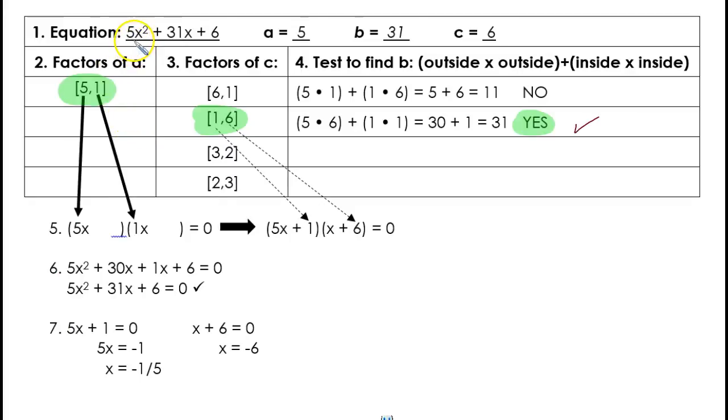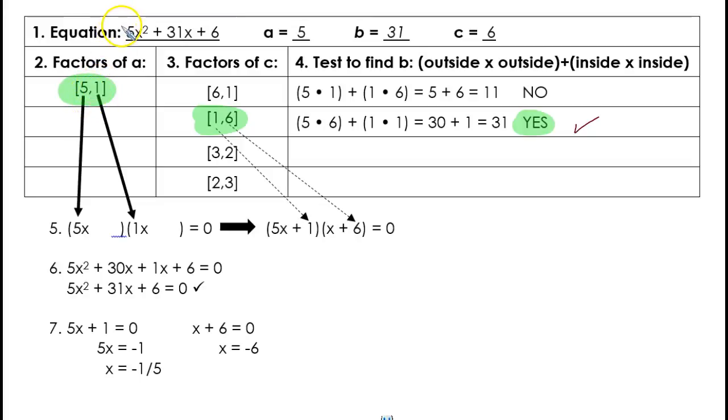So our equation is 5x squared plus 31x plus 6, and our original equation had an equal 0. But for this part, we're only really going to look at factoring the part that is in standard form. Our a comes from the leading coefficient of 5, our b is going to be positive 31, and our c is going to be positive 6. So step 2 was to find the factors of a. For the factors of a, if it's a prime number, it will just be that number and 1. And you do not have to reverse the order here because we'll handle the reversing of the order in the next column for step 3.